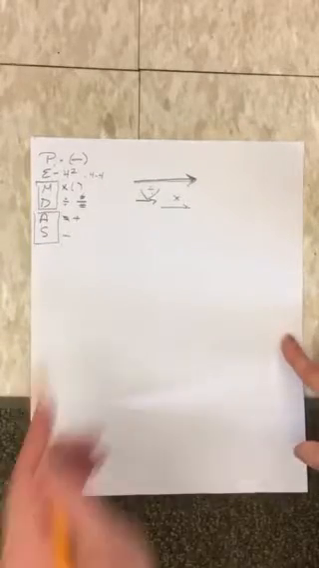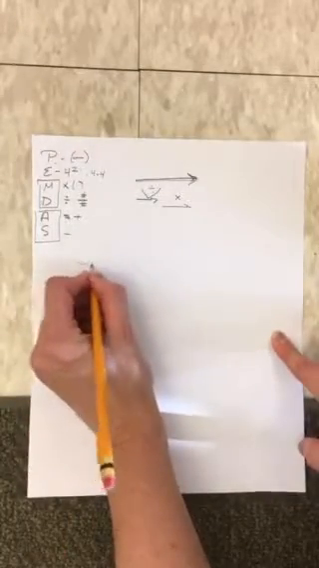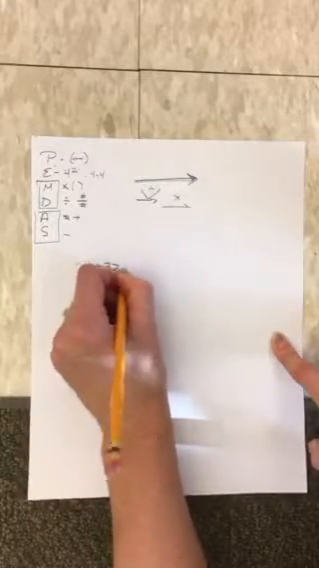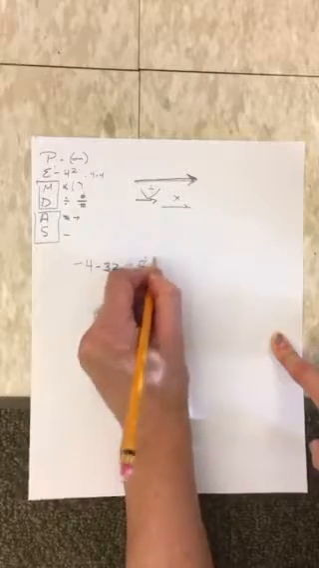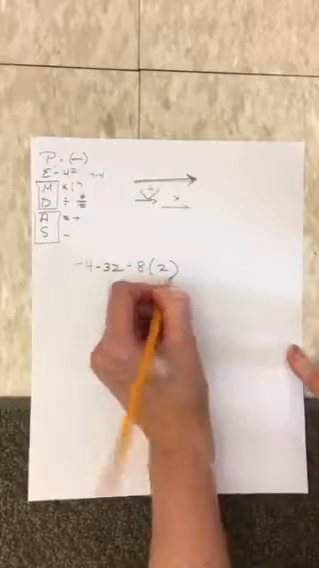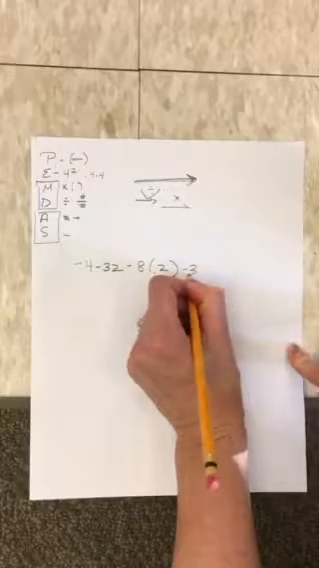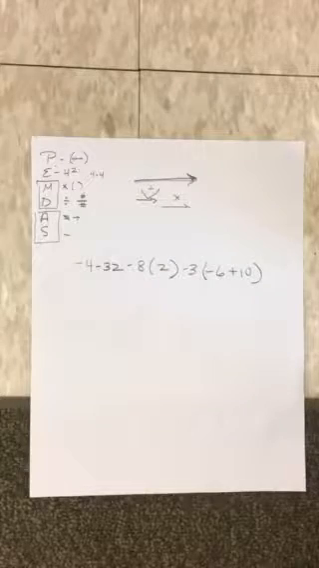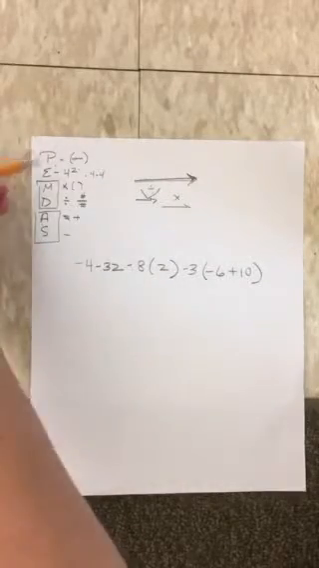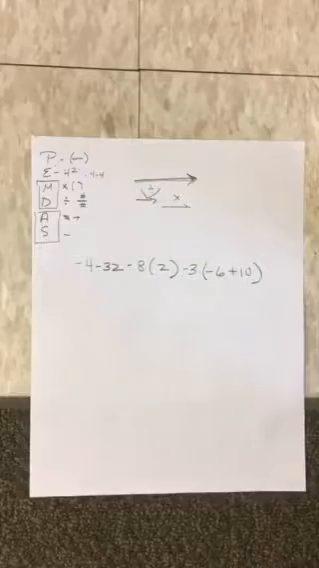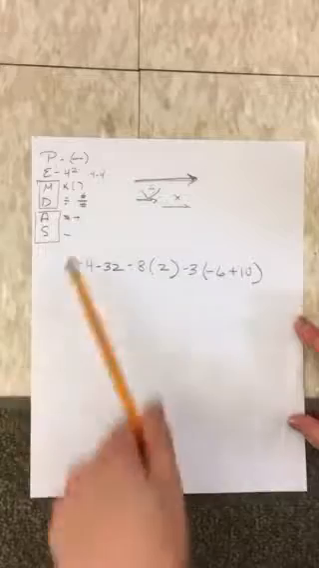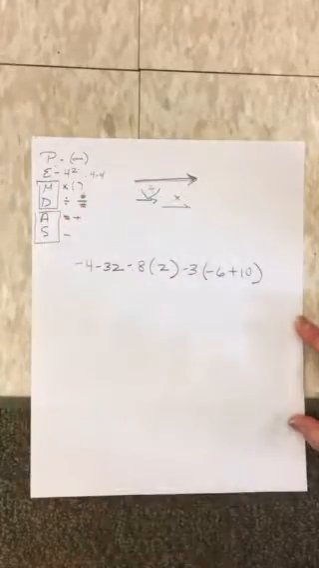So I have been given a problem with positive and negative values. It's quite long. So I have -4 minus 32 divided by 8 times 2 minus 3 parentheses -6 plus 10. Okay. So this is pretty extensive. You have a number of functions going on within PEMDAS, but really what I'm going to remember is that I'm moving from left to right and I'm following the order of operations, my steps.